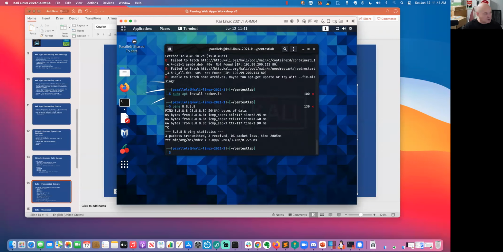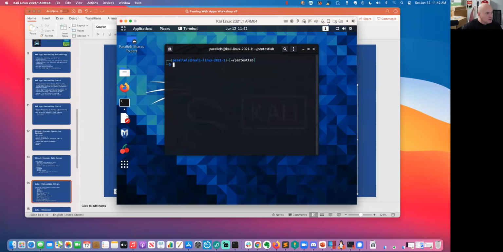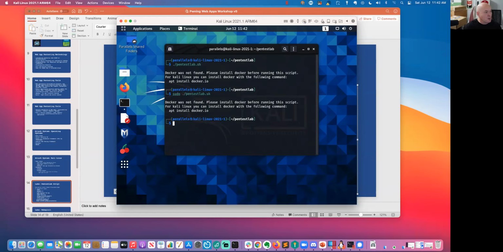Get to the internet. So I don't know if something didn't... We'll see if it installed correctly. That's the one thing about Linux: Docker was not found. I don't know, let's see if it works under sudo. Okay.